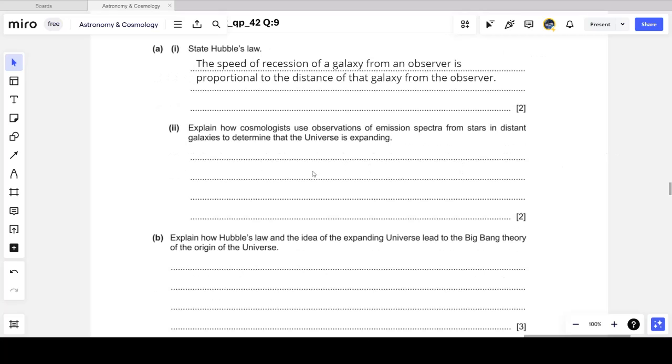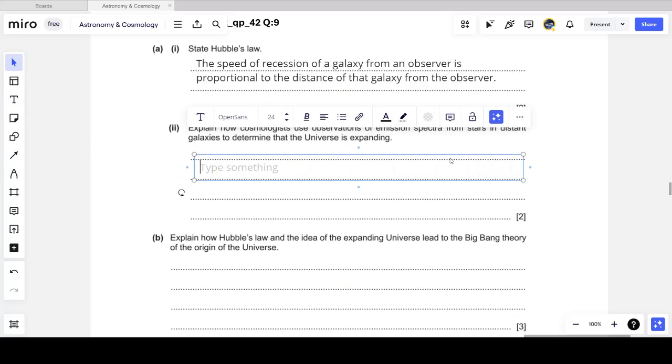We're then told to explain how cosmologists use observations of emission spectra from stars in distant galaxies to determine that the universe is expanding. So it kind of builds onto the last sub-question of the previous question. Well, what we do is we observe the wavelengths. The spectra are the important things. So the wavelengths in the observed spectra are greater than the known values and what we would measure in the lab, and this means that the light has been redshifted, been stretched out, and so galaxies must be moving away. Redshift happens when things move away from you, as we know from the Doppler effect.